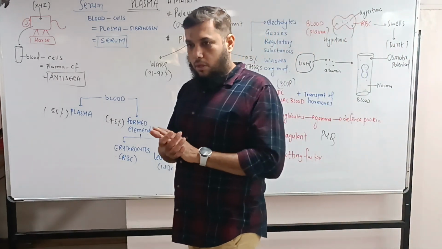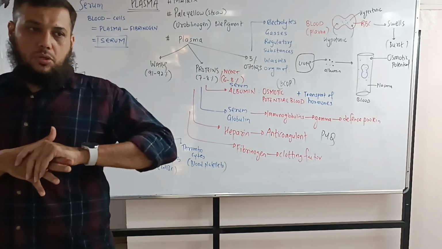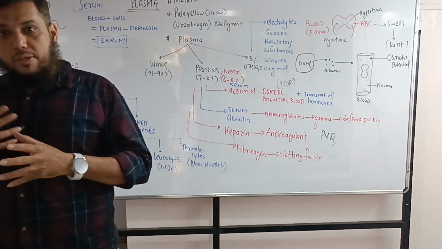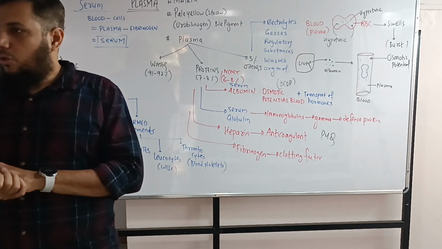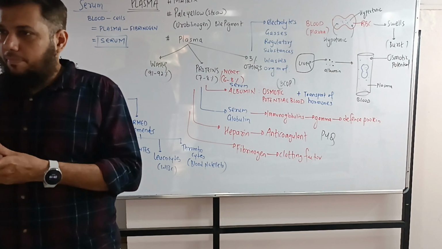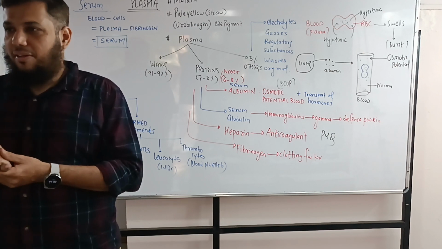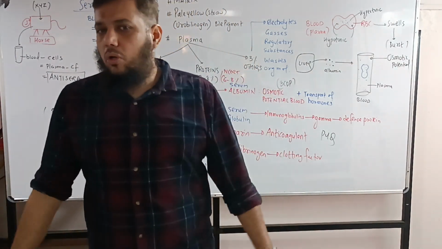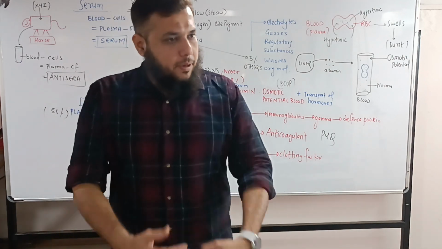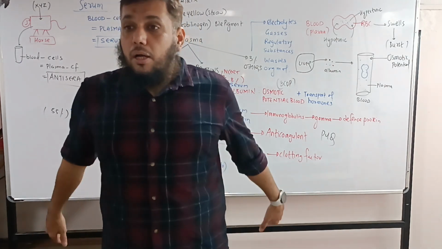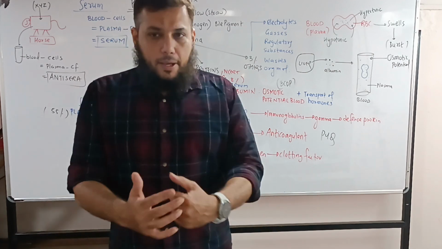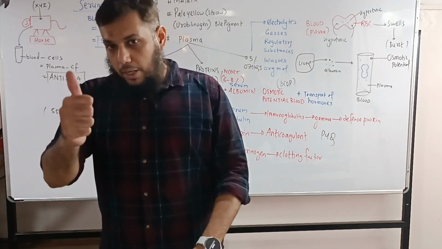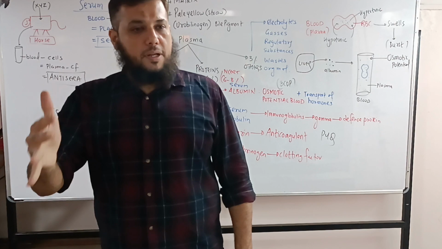Okay, sit down. So, what will be the functions of the plasma? It will provide nutrients, it will remove the waste, gases, electrolytes. It is the matrix of the blood. Okay, so human circulatory system is open type or closed type? Closed type. It is divided into two parts: the blood vascular system and the lymphatic system. The blood vascular system consists of blood, heart, blood vessels, which are arteries, capillaries, and veins.